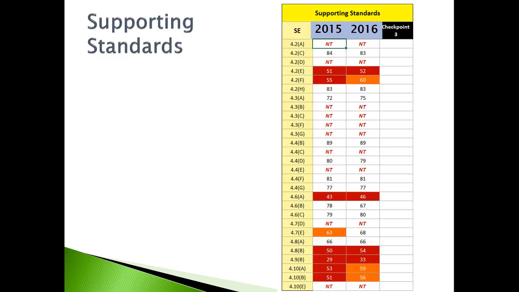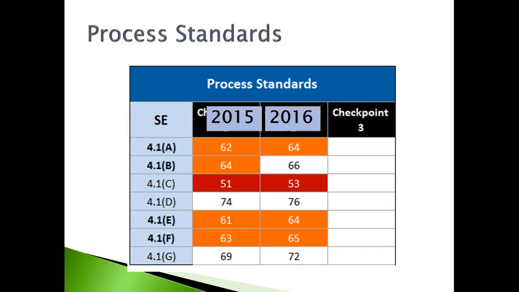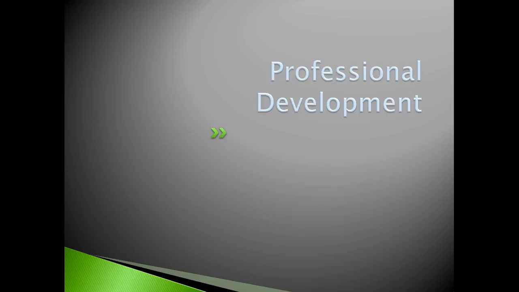Here are our supporting standards. Notice NT means that they were not tested. They could be tested, they just weren't tested. And here are our process standards. So you can see that 4.1b, 4.1d, and 4.1g are areas of strength, but 4.1c is definitely a weakness. So think how you can bring in those process standards with the questions you provide for the kids.